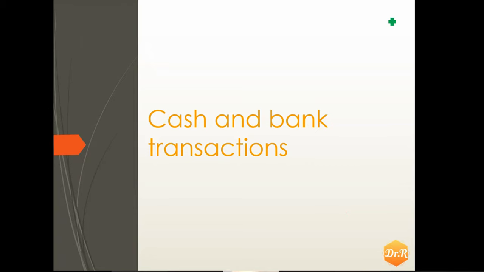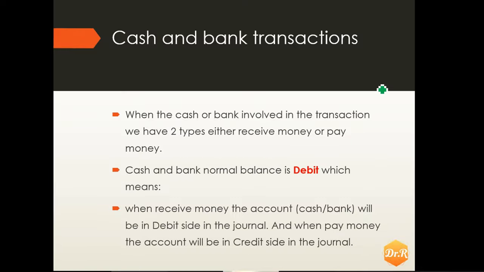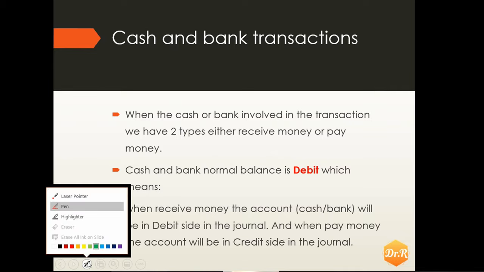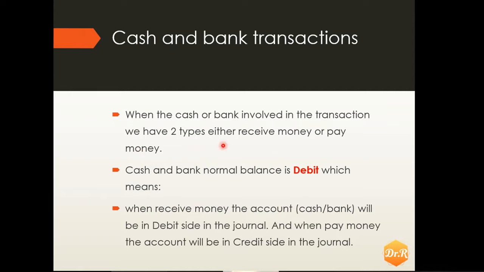Okay? So let's go to what we call cash and bank transactions. This type of transaction is when one side of the transaction is either cash or bank. So when cash or bank is involved in a transaction, we have two types, either receive money or pay money. Cash and bank normal balance is debit, which means when we receive money, the account, cash or bank, will be on the debit side in the journal. And when we pay money, it will be credit. And that's what we know.